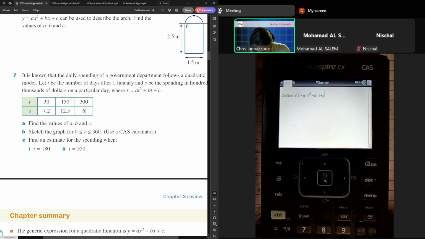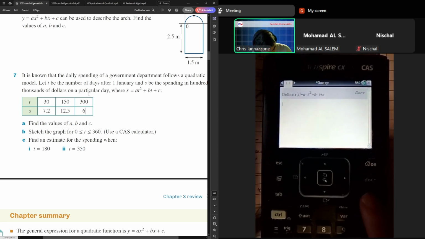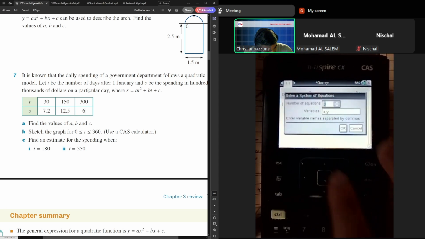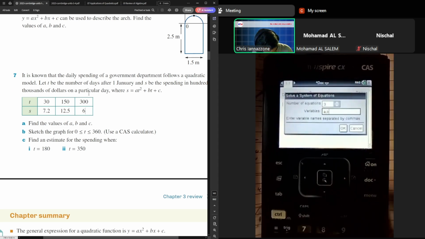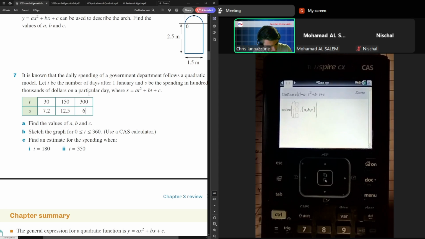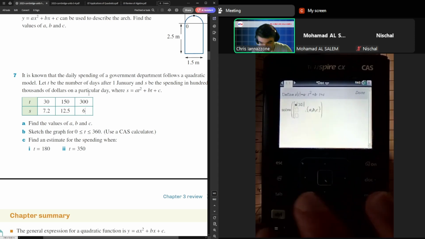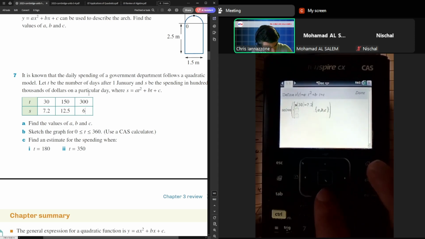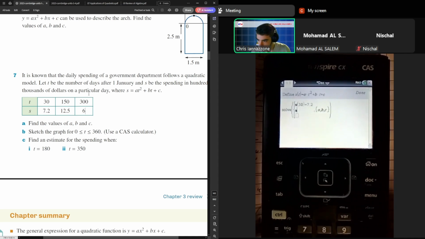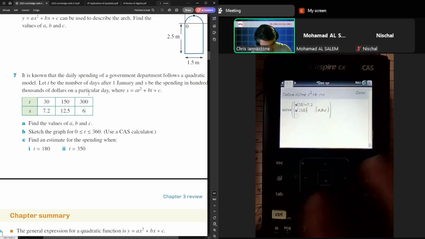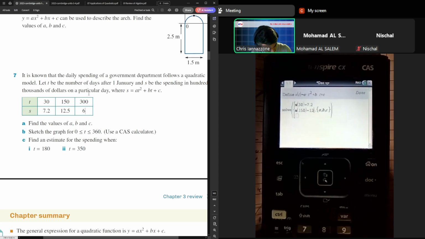Right, that's our function. The reason why is because I don't want to write at squared plus bt plus c 3 different times. Ideally, just write it only once. Go to the same spot, a comma b comma c. And now when we're plugging in our points, much easier, because I can just say s of 30, because t is 30 on that spot, and s is 7.2. I'll do the same thing one level lower, 150 equals 12.5, and then 300, 6.